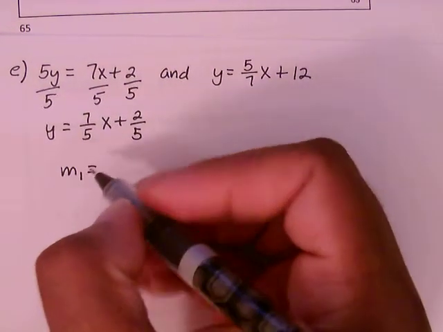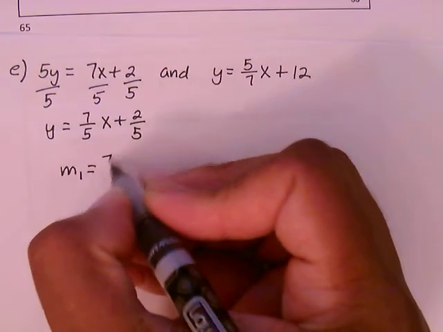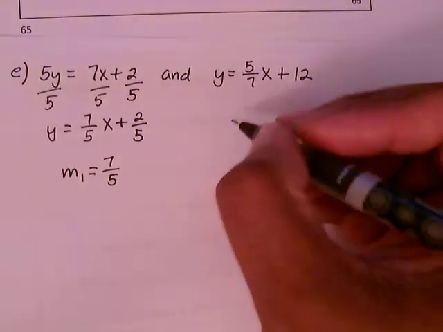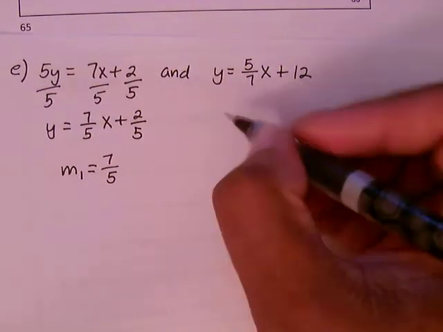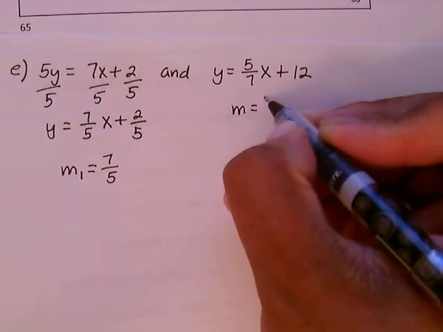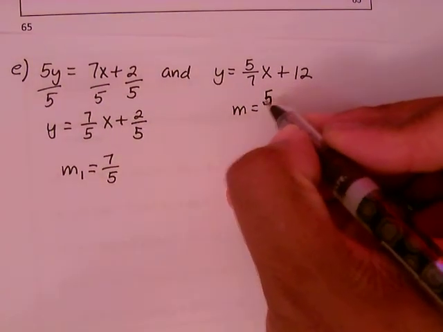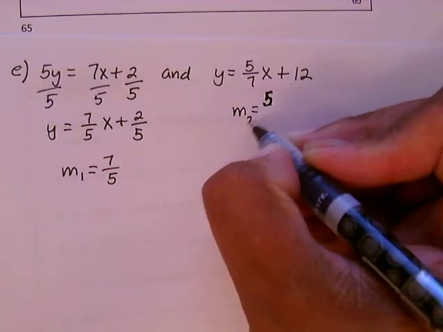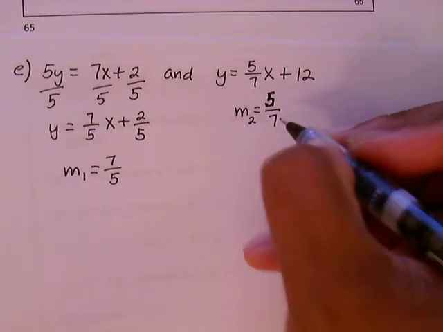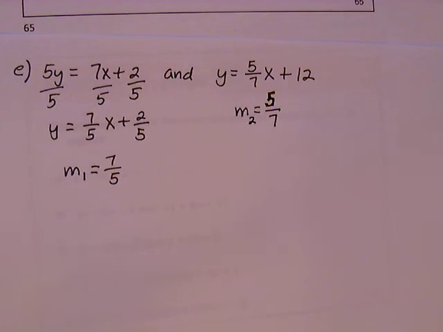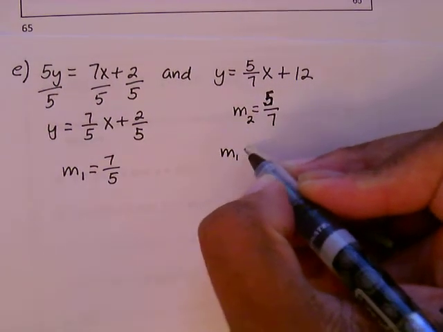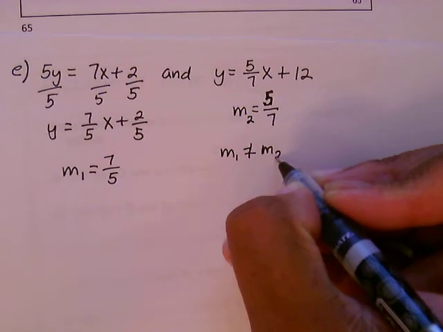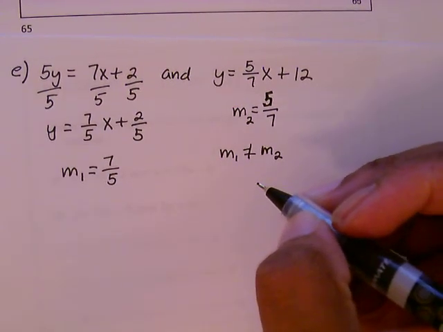So the slope of the first equation is the coefficient of x, that's 7/5. And since this is solved for y, the slope of the second equation is 5/7. If you look at this, the two slopes aren't equal to each other. So we know m1 is not equal to m2. They're not parallel.